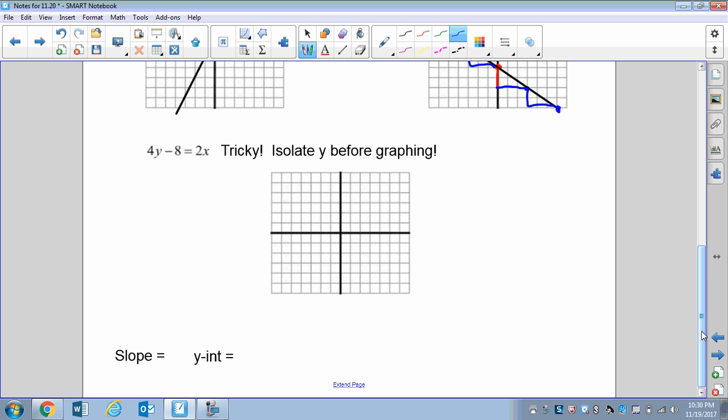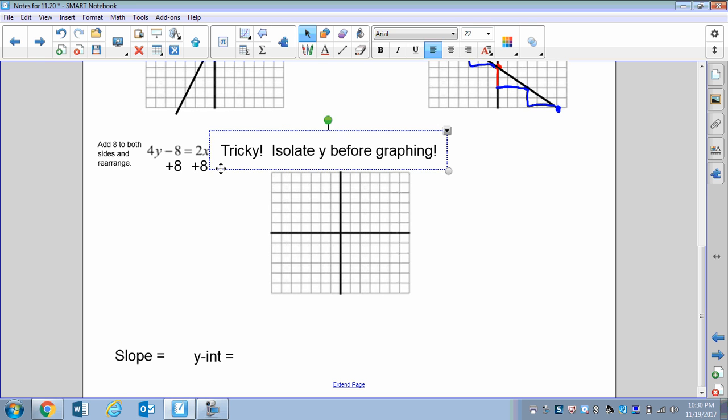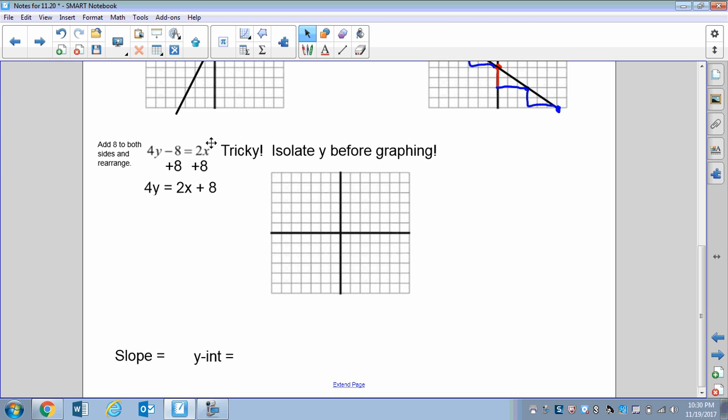Now on this last example, it's a little bit tricky, and we have to isolate the y variable before we start graphing. And to do that, we're going to add 8 to both sides and rearrange our problem. So we add 8 to both sides, and we end up with 4y equals 2x plus 8. And we're almost done, except that we need to divide 4 from both sides and rearrange again. So we divide 4 from each side, and we end up with y equals 2 over 4x plus 8 over 4.